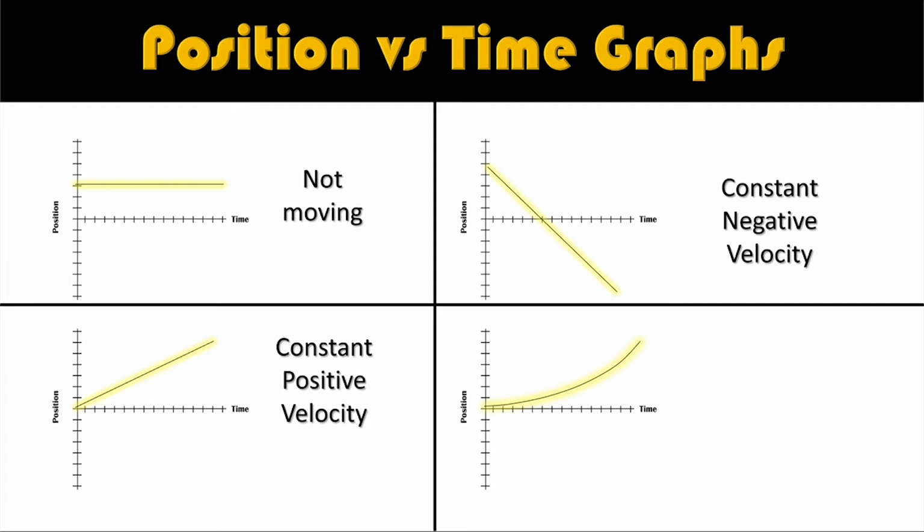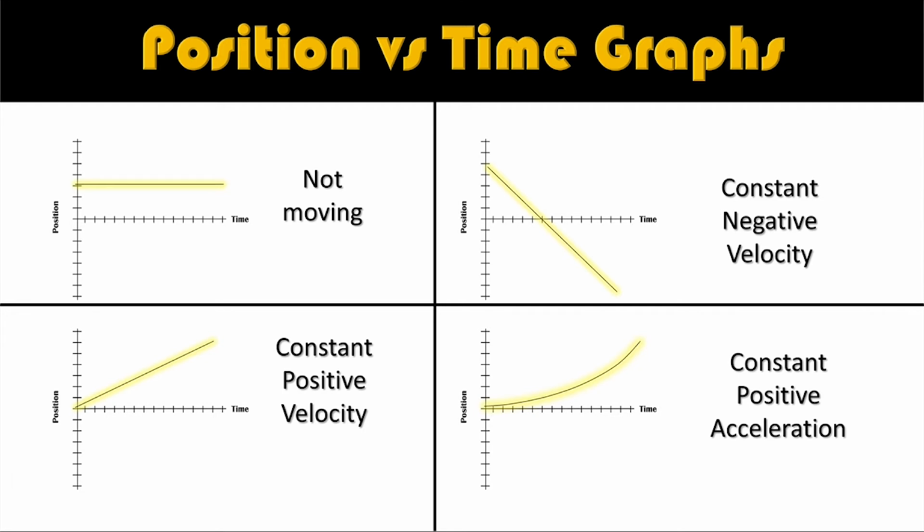And since it's accelerating upwards, that's a positive acceleration. So this shows constant positive acceleration. Keep in mind, if you're looking at a position versus time graph and there's any sort of curve on it, there is an acceleration going on there.